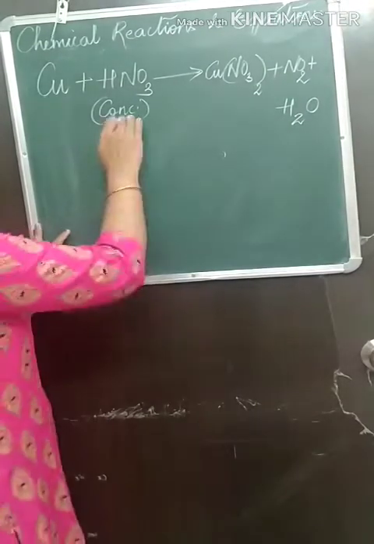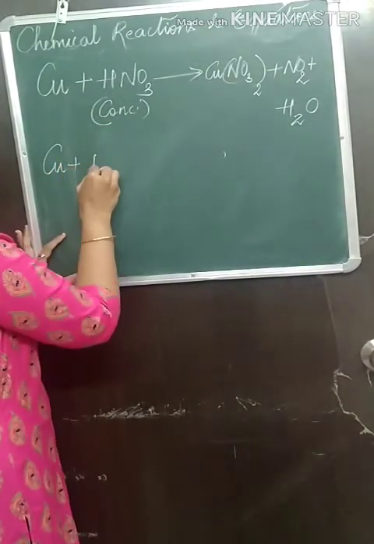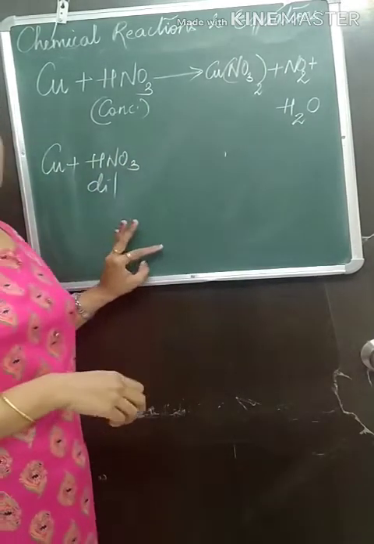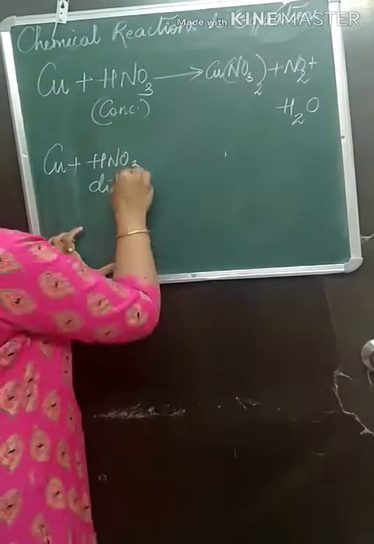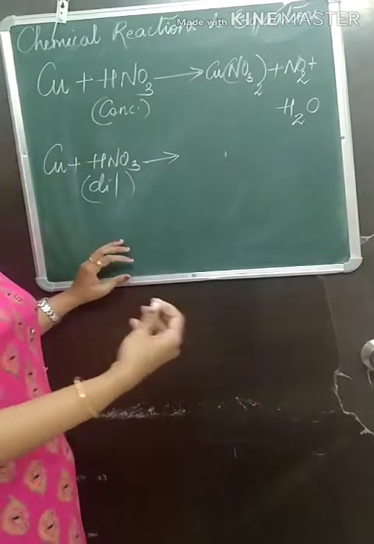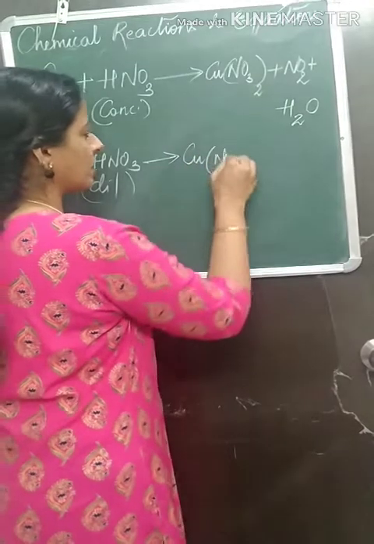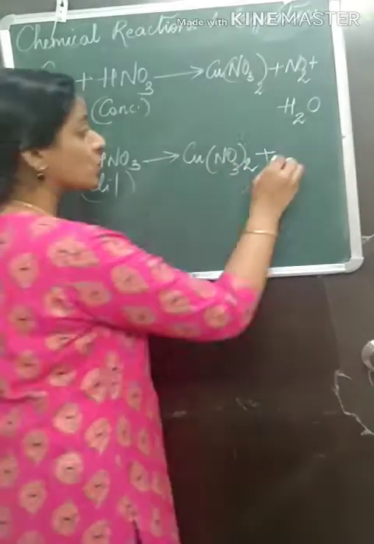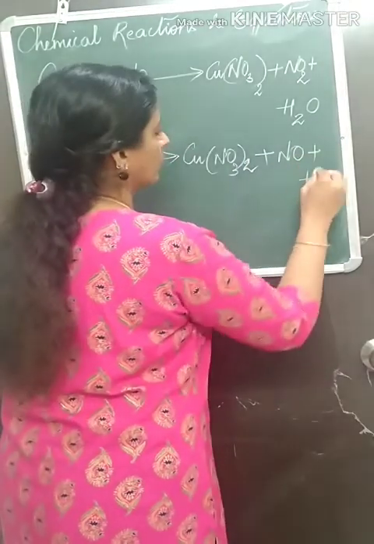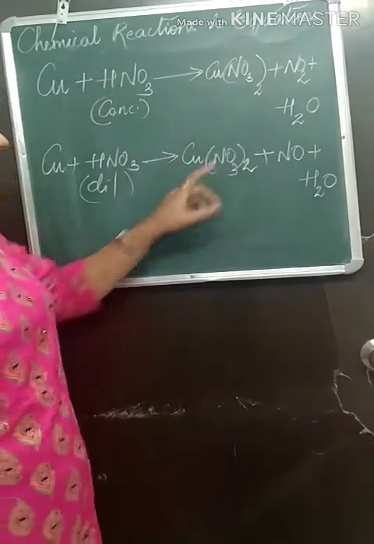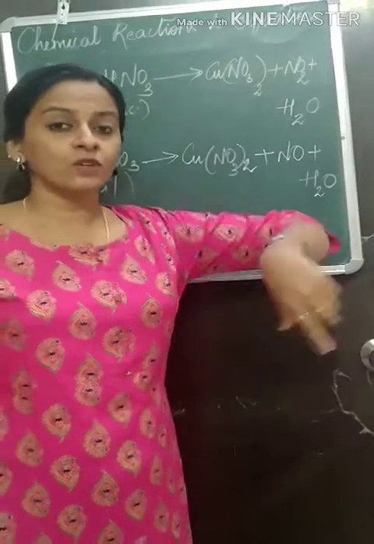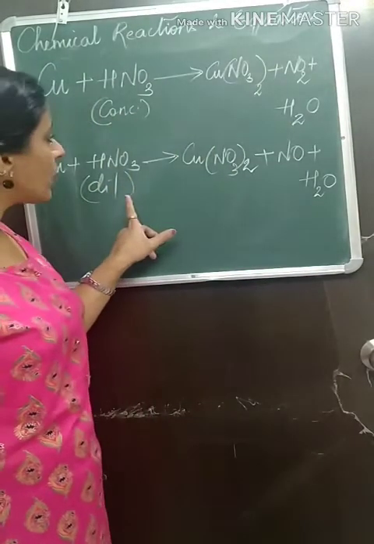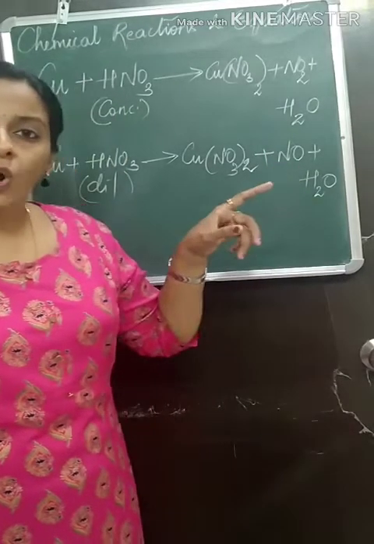Okay. Now same way, same reaction, copper with nitric acid. If you are using dilute form of nitric acid, how will the products be formed? The products formed will be copper nitrate, the same, Cu(NO3)2, plus nitrogen oxide gas and water molecules. So here in this reaction you have poisonous nitrogen dioxide gas if you are using concentrated HNO3. If you are using dilute HNO3, you get nitrogen oxide gas.